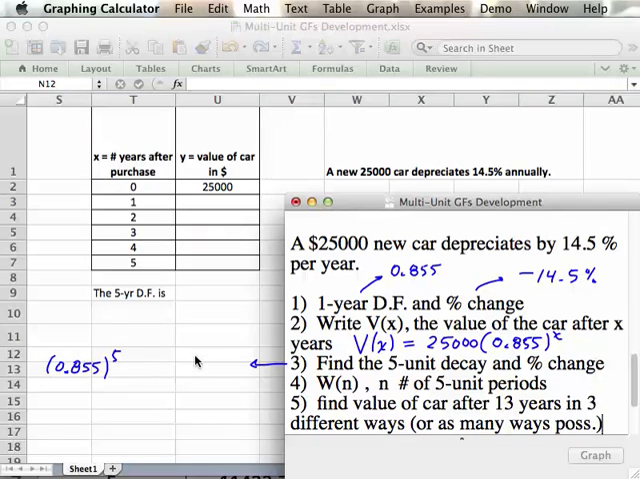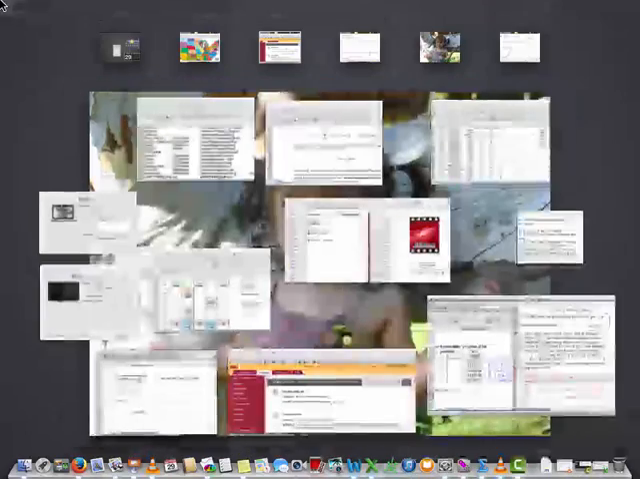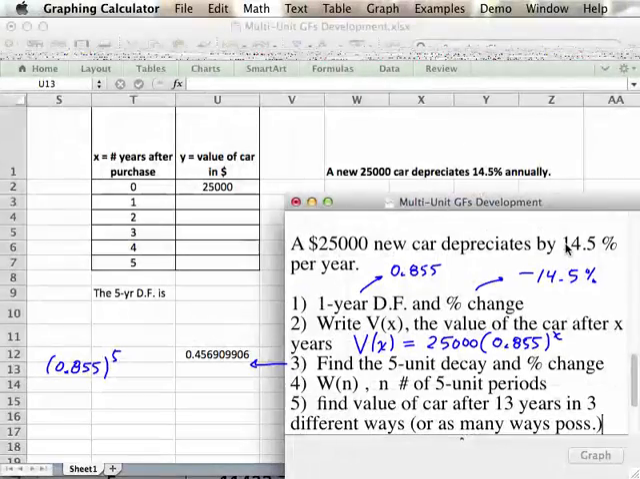Let's see what we get for that. What'd you get for that? Did you get a number, Matt? I got 0.4569. 0.4569, or 0.457, that'd be good if you're going to approximate. So this 0.855 to the 5th, I get 0.4569 or 0.457. All right, so then what is the corresponding percent change?